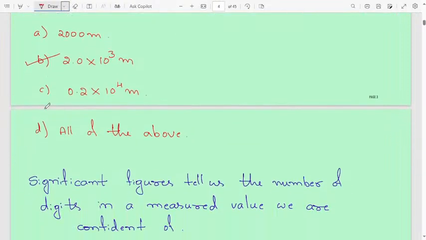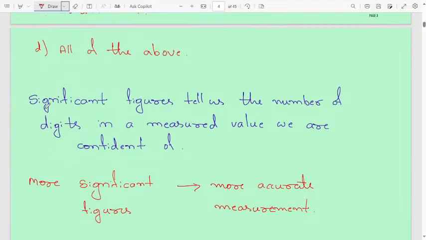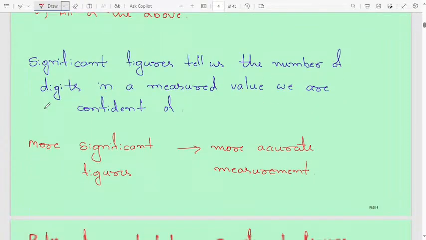Okay. Then, what is the meaning of significant figures? It tells us the number of digits in a measured value we are confident of. Significant figures tell the nearest value, otherwise the accurate measurement of a particular value. The more the significant figures, the more accurate the measurement. Assume one number has four significant figures and another has two significant figures. Then the number with more significant figures we consider as the more accurate measurement.